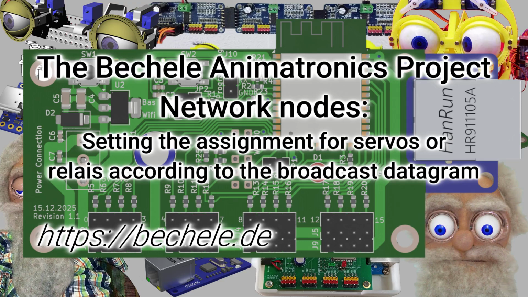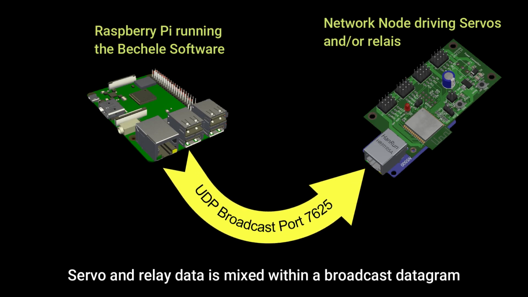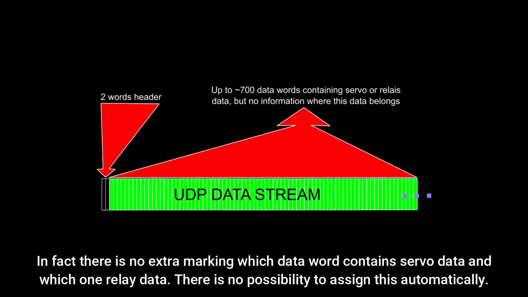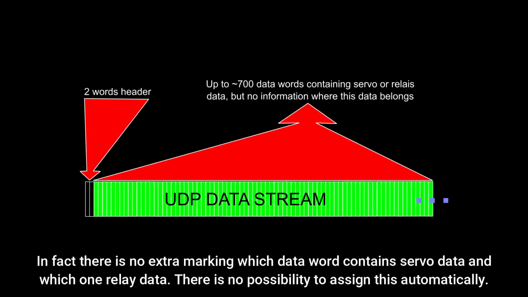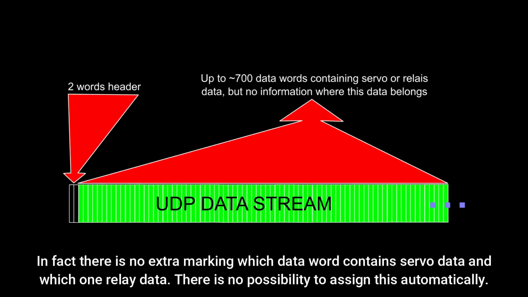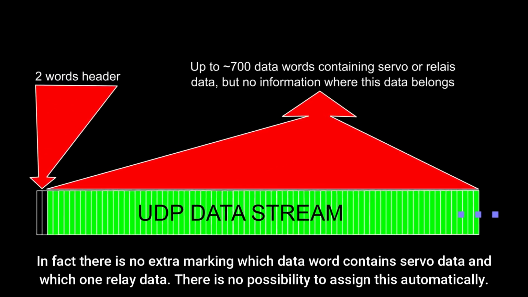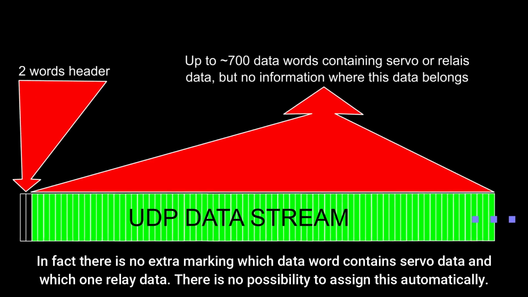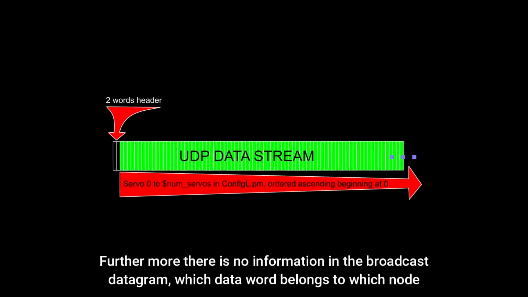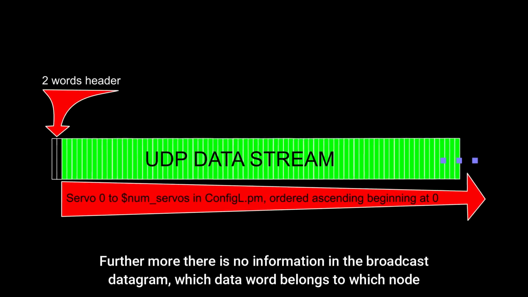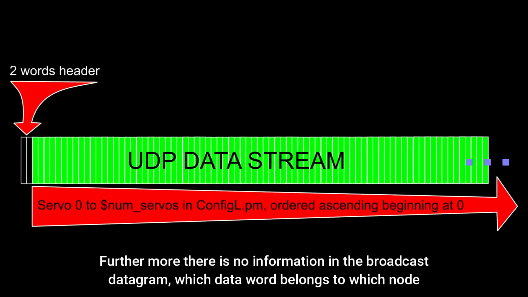Setting the assignment for servos or relays according to the broadcast datagram. Servo and relay data is mixed within a broadcast datagram. In fact, there is no extra marking which data word contains servo data and which one relay data. There is no possibility to assign this automatically. Furthermore, there is no information in the broadcast datagram which data word belongs to which node.